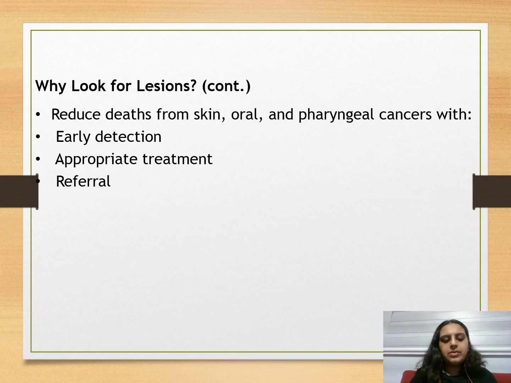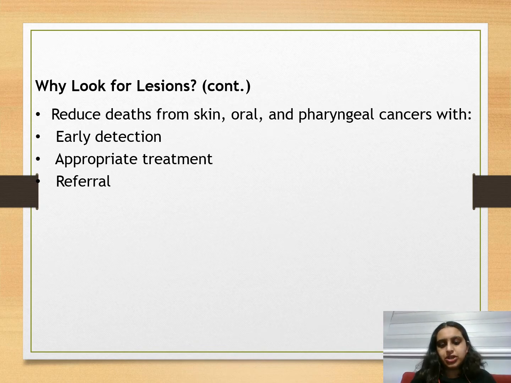So, why do we look for lesions? This will reduce deaths from skin oral pharyngeal cancer. Yes, there is a chance of death, but when oral cancer is detected early, we have significant chances of survival. A lot of the time, deaths are more general and depend on whether they have access to care, things like that.